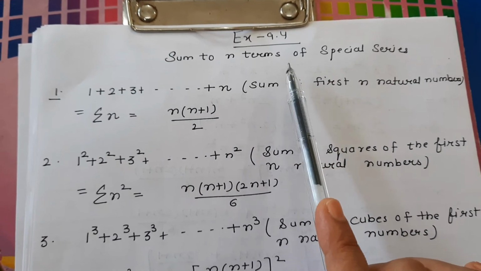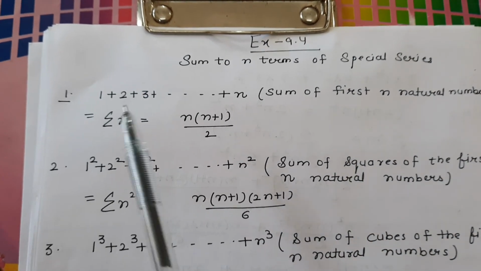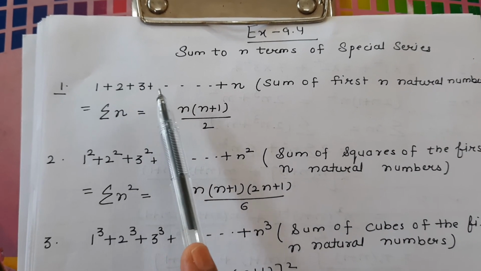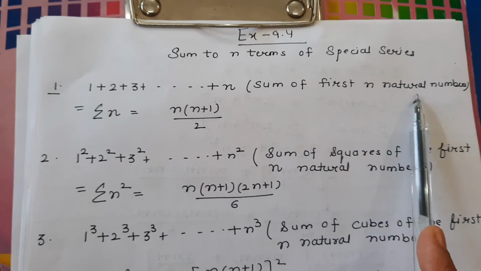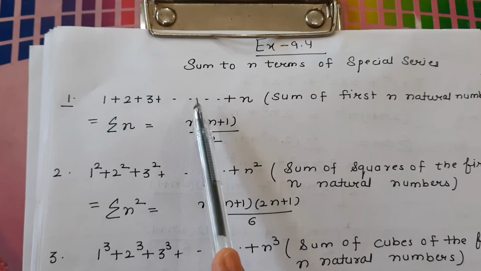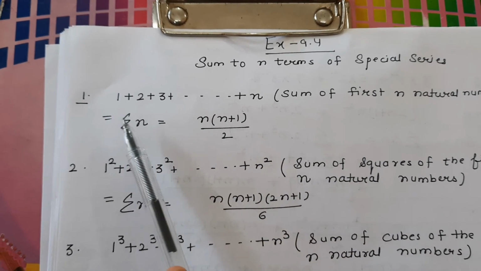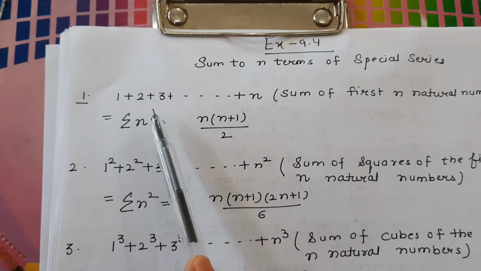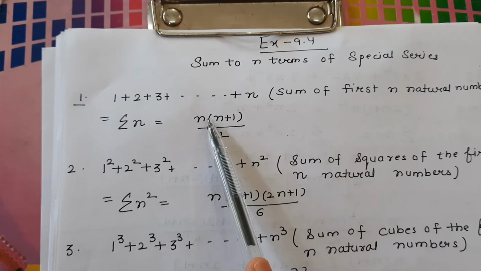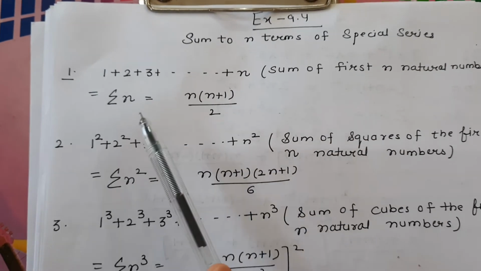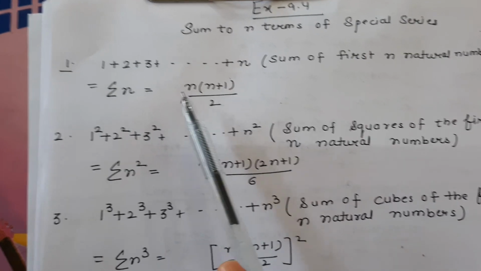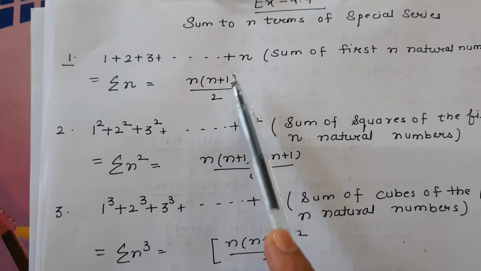Sum to n terms of special series. The first formula is 1 plus 2 plus 3 up to so on n, the sum of first n natural numbers. You know that this series is in AP with the first term 1. Common difference is also 1. So the sum is number of terms divided by 2 into first plus last term. So this is summation n is equal to n into n plus 1 by 2.